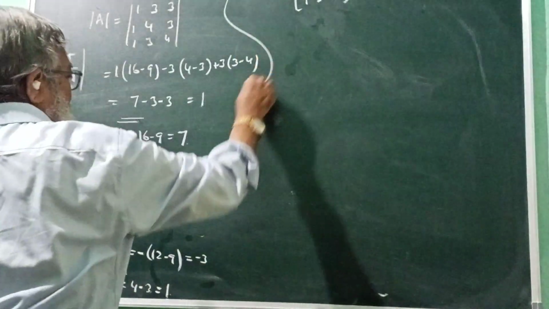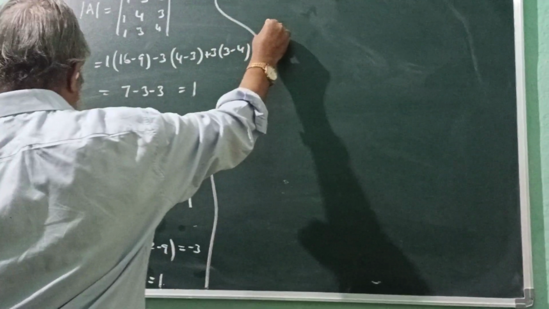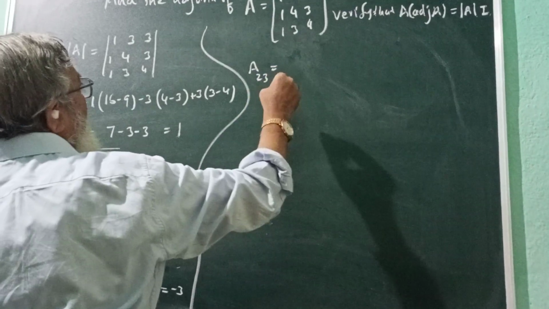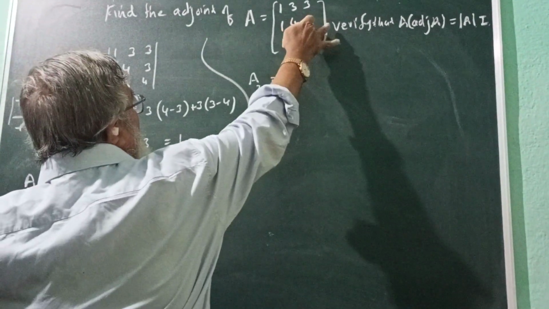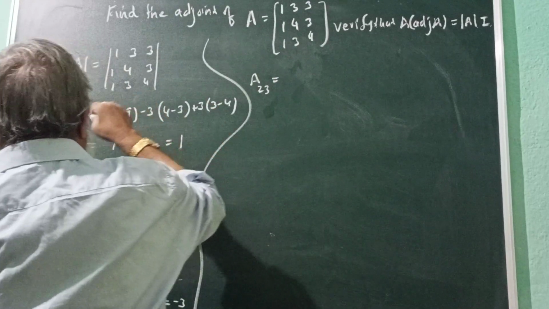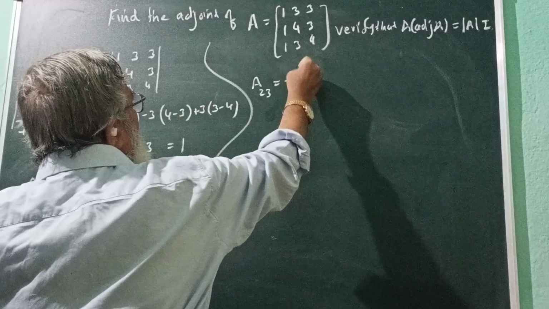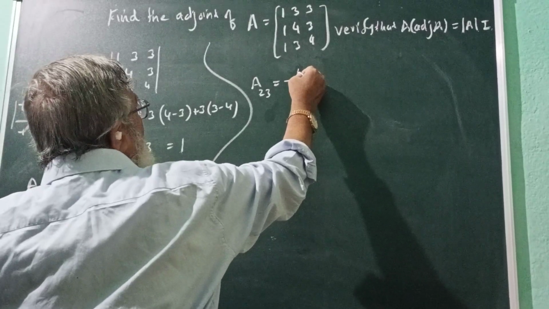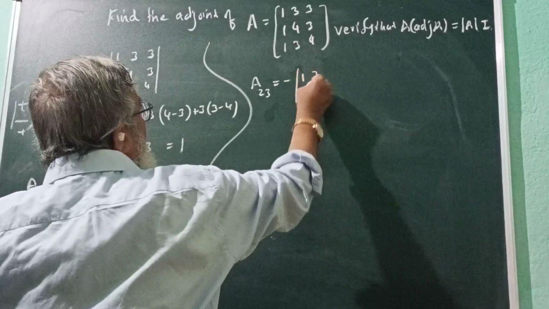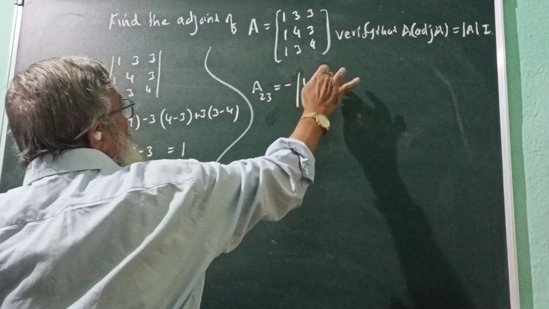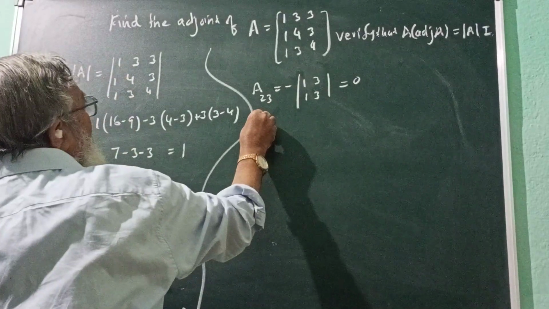So here A, it is second column, second row third column is given by here it is this one, it is sign is it is minus here, that is its cofactor is given by here minus, it is 1 3 1 3, because two rows are identical the value will be 0.